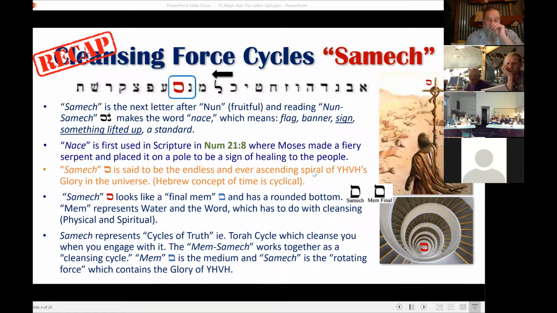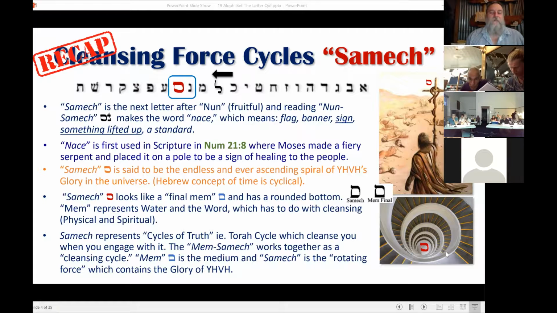Now, just recapping on the previous three letters. So the Samech looks like a little circle. It looks like a wheel. Now, the idea is that on the bottom right is a spiral. That spiral goes from the top down, from the higher level down to the lower level. And the symbolism of this spiral is found in scripture in Numbers 21:8, where the word nes is first found.